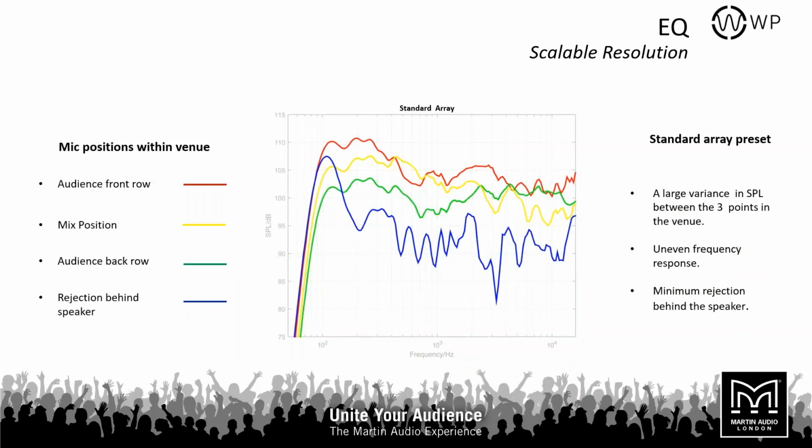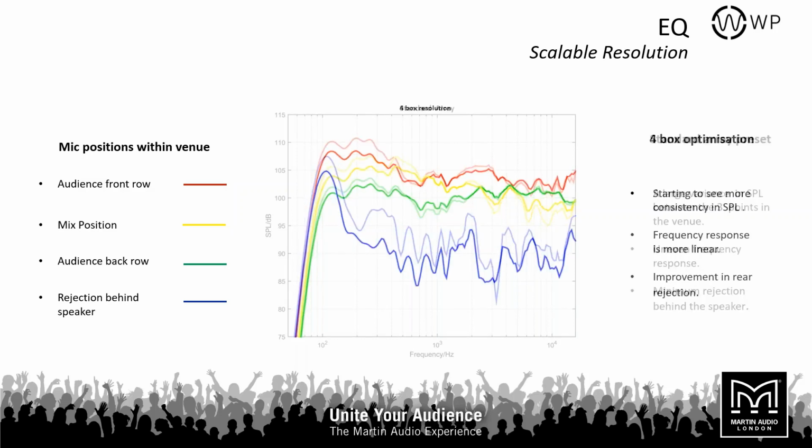So the advantages of this, first of all, we're going to have a look at a standard array with no optimization in it. And we can see there that there's a large variance in SPL between the 3 audience points, and there's not a great deal of rejection behind the array. Now we're going to start to add some optimization.